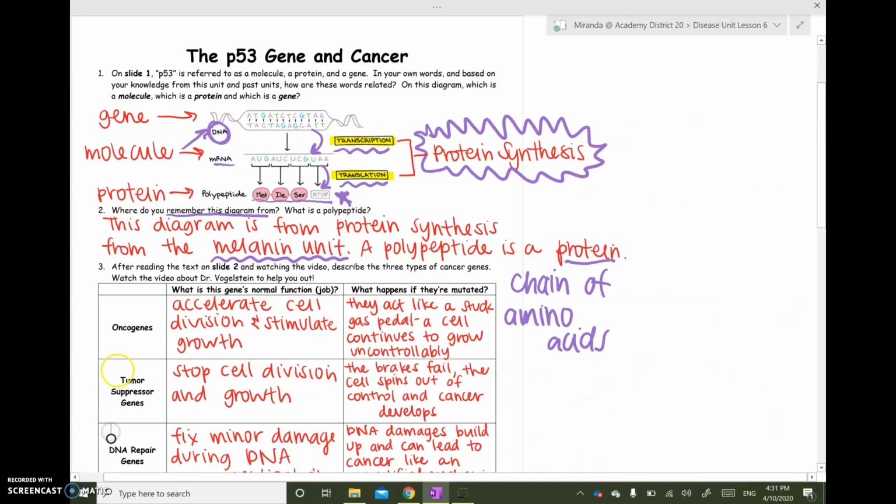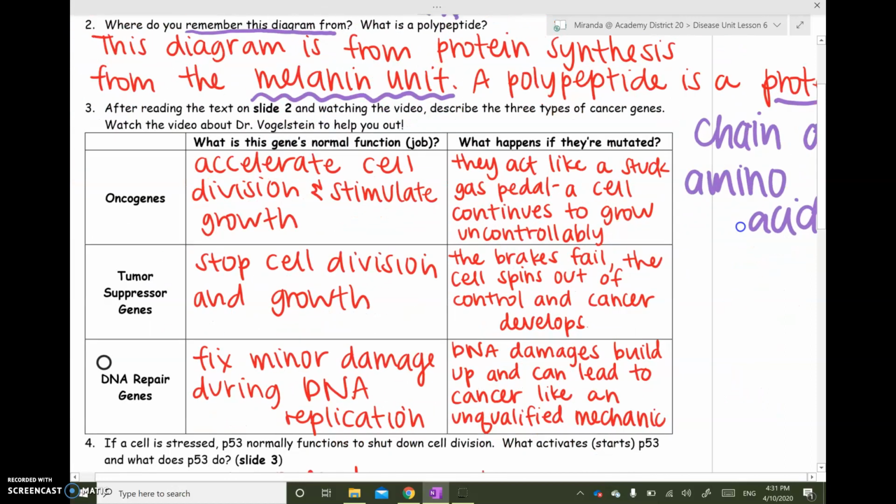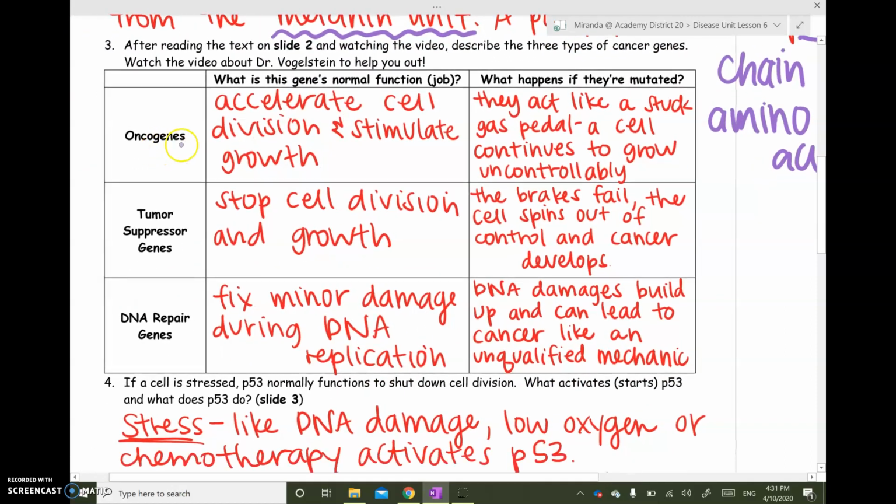So then after reading the text, we want to describe the 3 types of cancer genes. So we have oncogenes. Okay. Onco means cancer. So the oncology department of a hospital deals with cancer patients. Tumor suppressor. Suppression means to push down. Like if you suppress your emotions, you don't express them. Okay, and then DNA repair genes, those are going to fix our DNA. So I kind of used a couple of metaphors here.